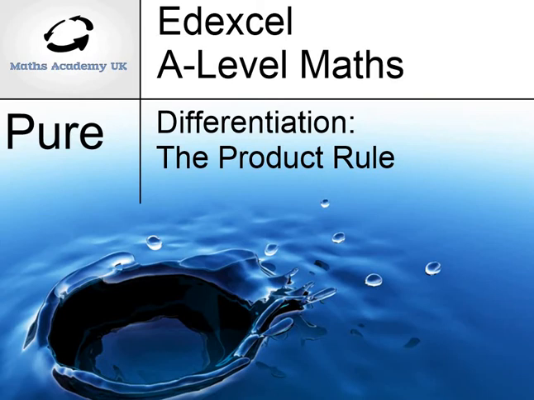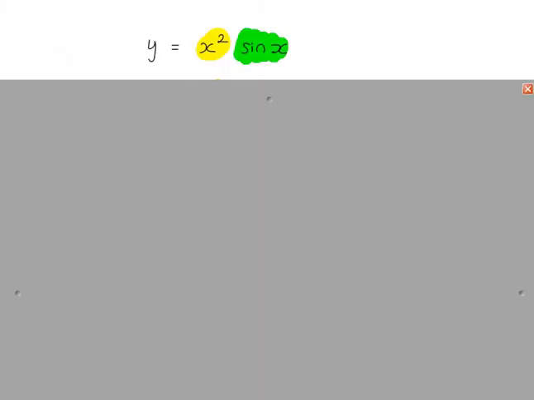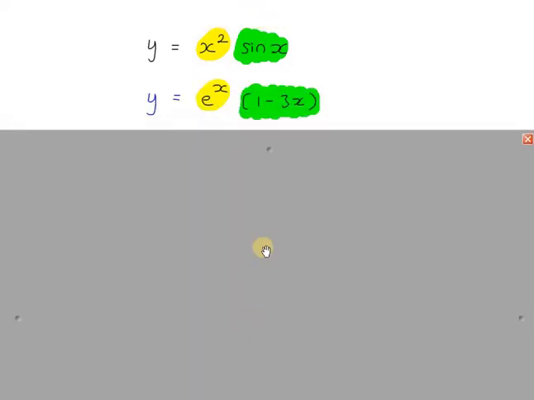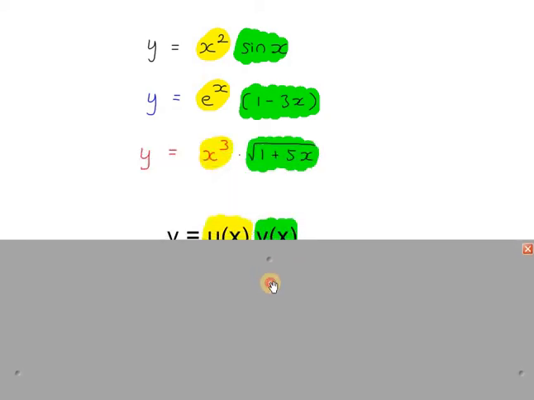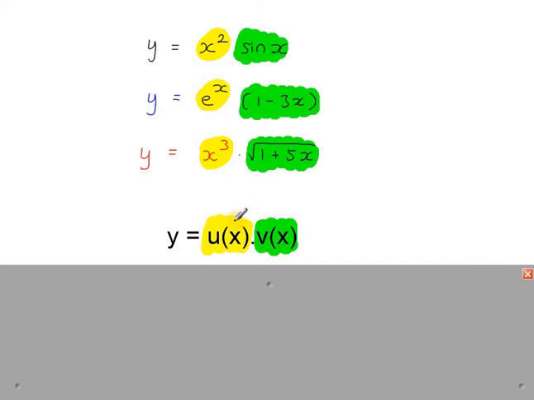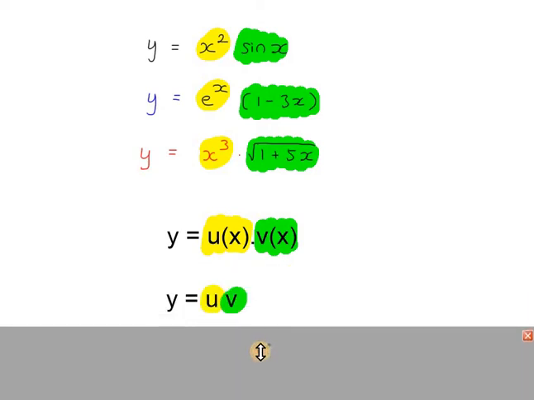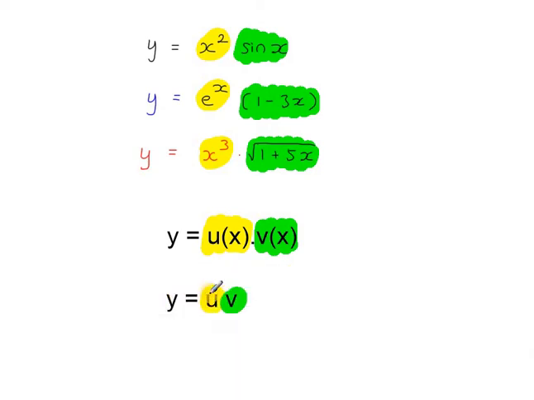The product rule for differentiation. These two functions are multiplied. We have the product of two functions of x, and again in this example. So we'll write this as y is equal to u of x times v of x, the product of two functions of x, which we can simplify to just y is equal to u times v.